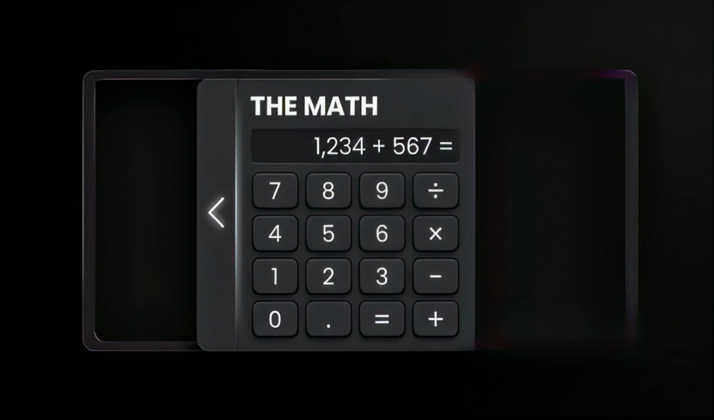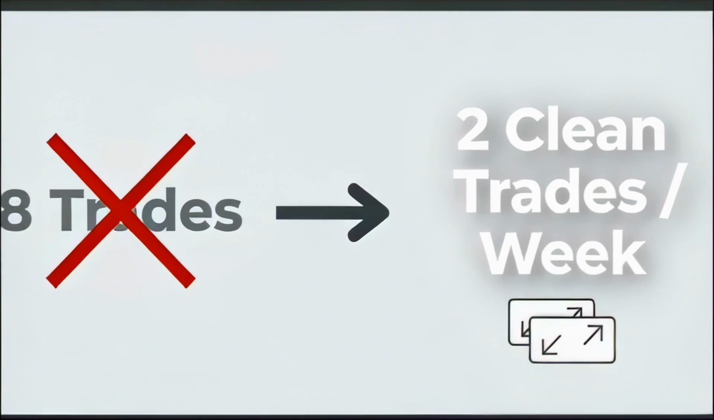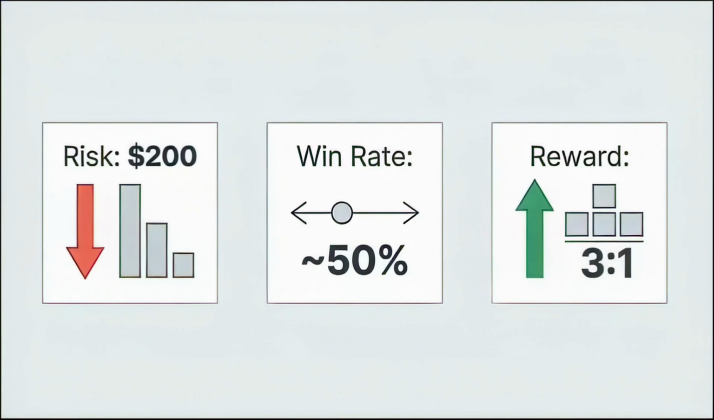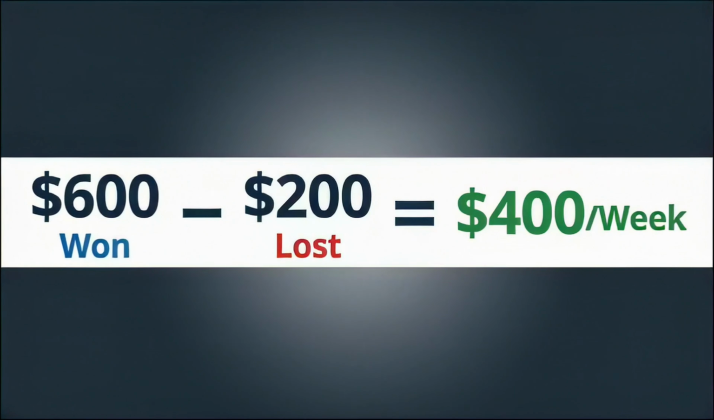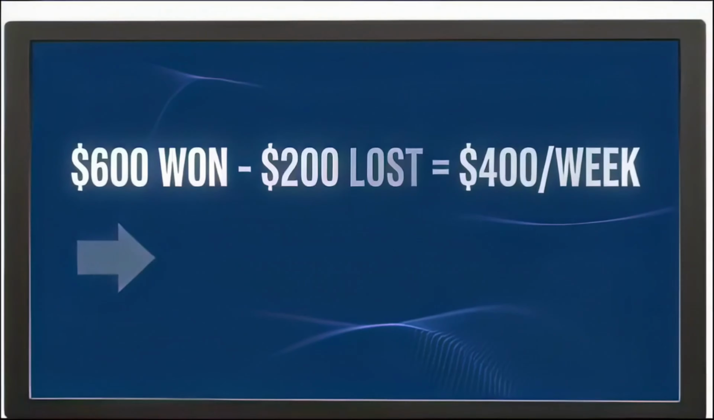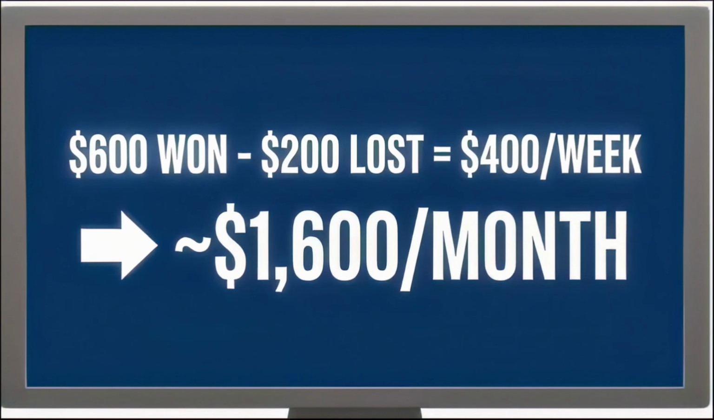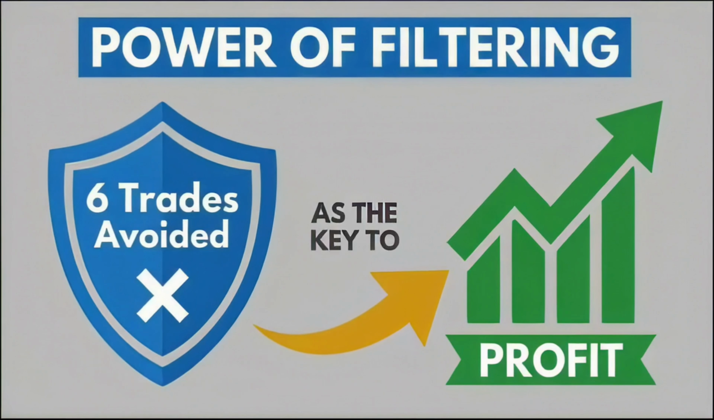Let's do the arithmetic. Say those 3 filters leave you 2 clean crossover trades a week instead of 8. You risk $200 each, and you win a little over half at 3-to-1. That is roughly $600 won against $200 lost in a normal week, around $400 clear, so somewhere near $1,600 a month, growing with your account. Most of that comes from the 6 trades you no longer take.